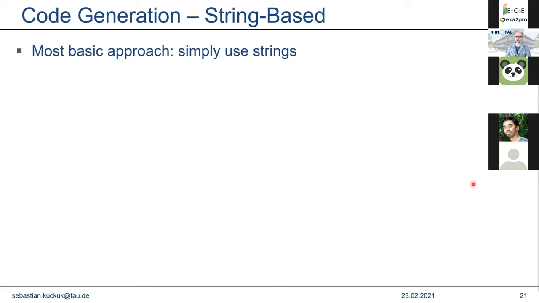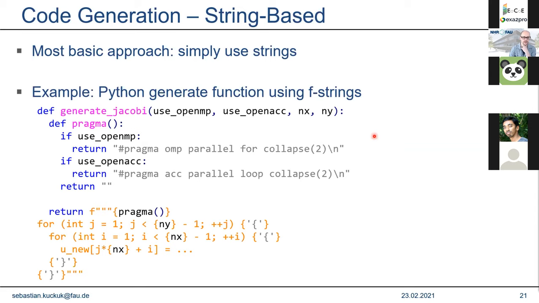And in our case, one could simply say, okay, I have a Python function that gets two flags. Do we want to use OpenMP? Do we want to use OpenACC? And gets two values for NX and NY, so specializing the grid size again. And then we have a simple function, which composes our pragma that we want to use. And depending on the flags, this is then just the pragma we've seen before. And using this function, we then can compose the kernel. And here we use F strings.